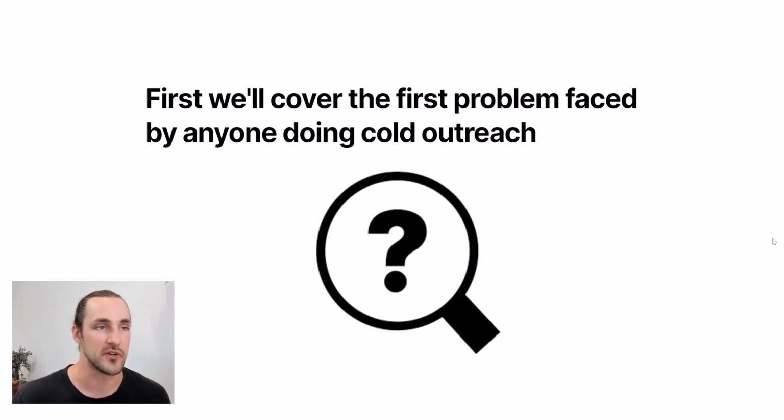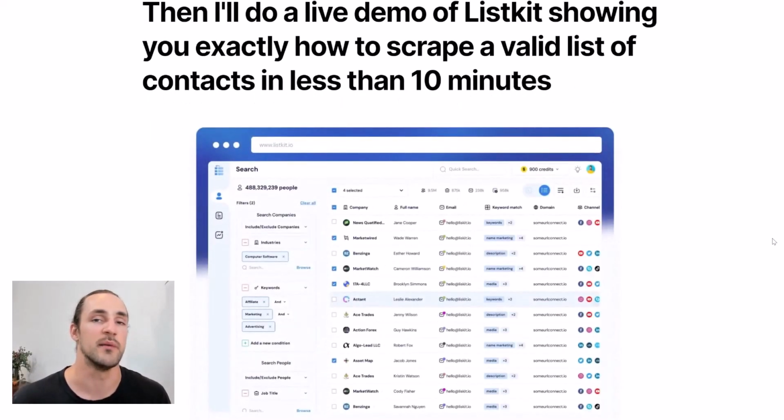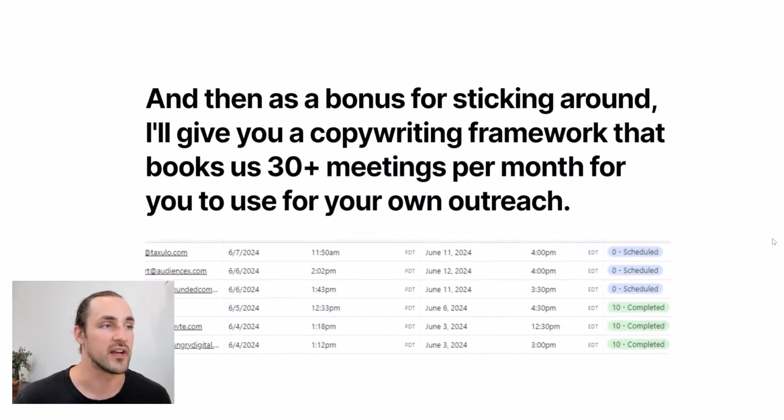First, we'll cover the first problem faced by anyone doing cold outreach. Then I'll do a live demo of ListKit, showing you exactly how to scrape a valid list of contacts in less than 10 minutes. And then as a bonus for sticking around at the end, I'll give you a copywriting framework that helps book us 30 plus meetings every single month for you to use for your own outreach.